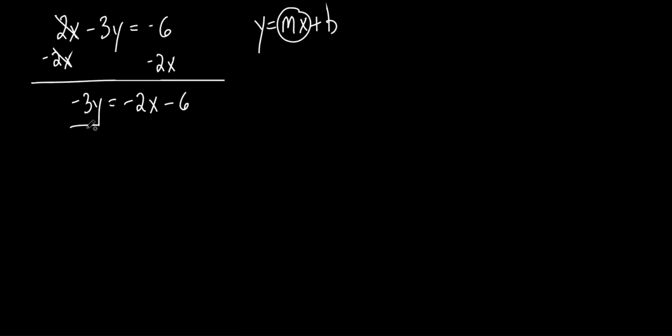Divided by? No. What's that -3 doing to the y? It's multiplying, isn't it? So it's -3 times y. How do I get rid of something that's being multiplied? I divide. So I divide by what? -3. Now I got to divide everything over here by -3. So I put this over -3 and I put that over -3.